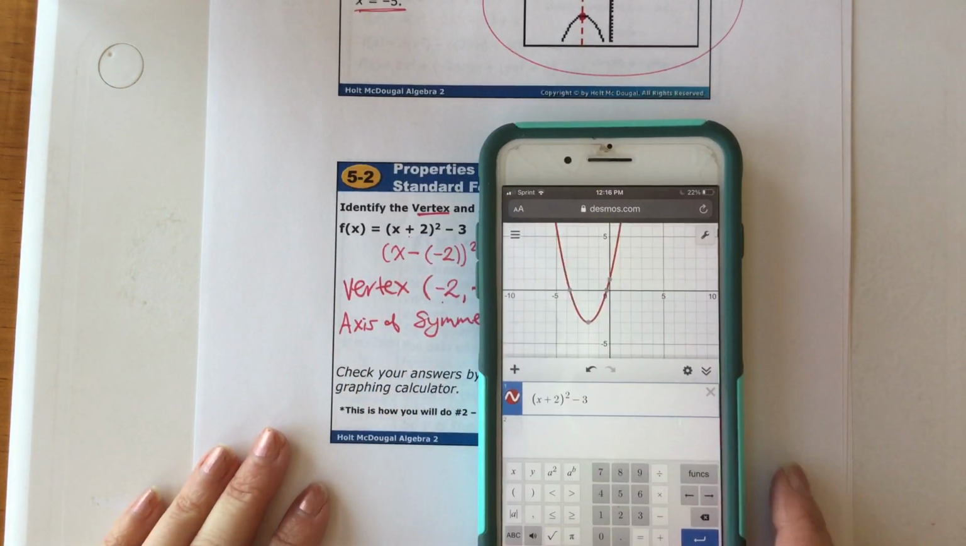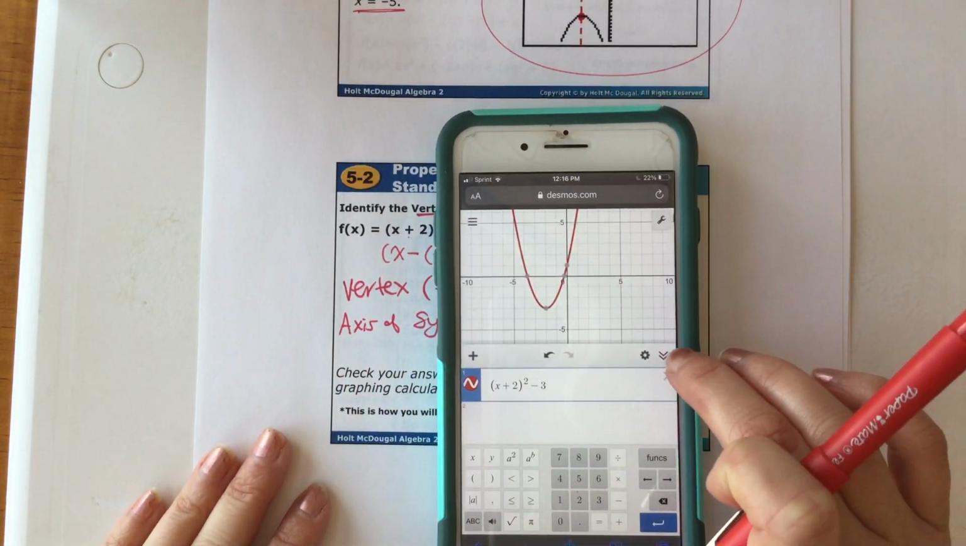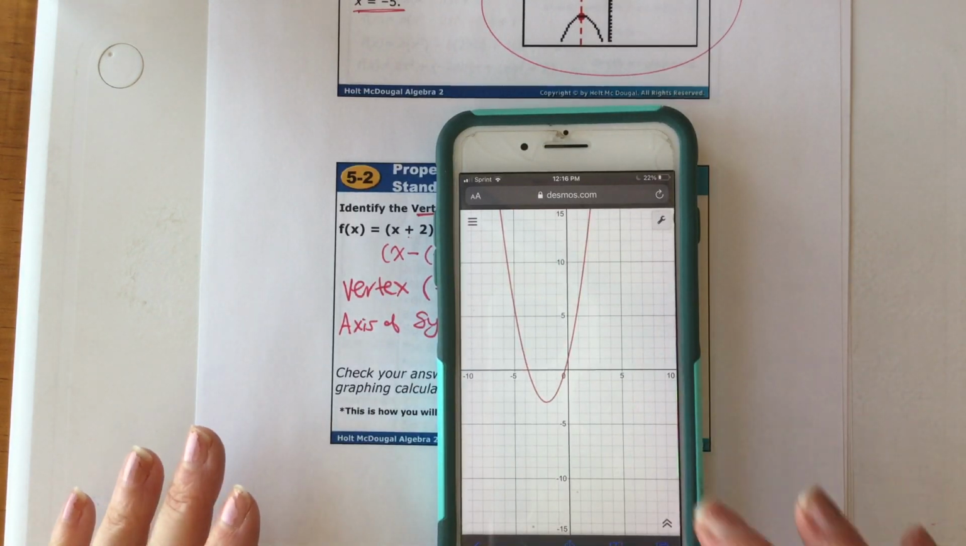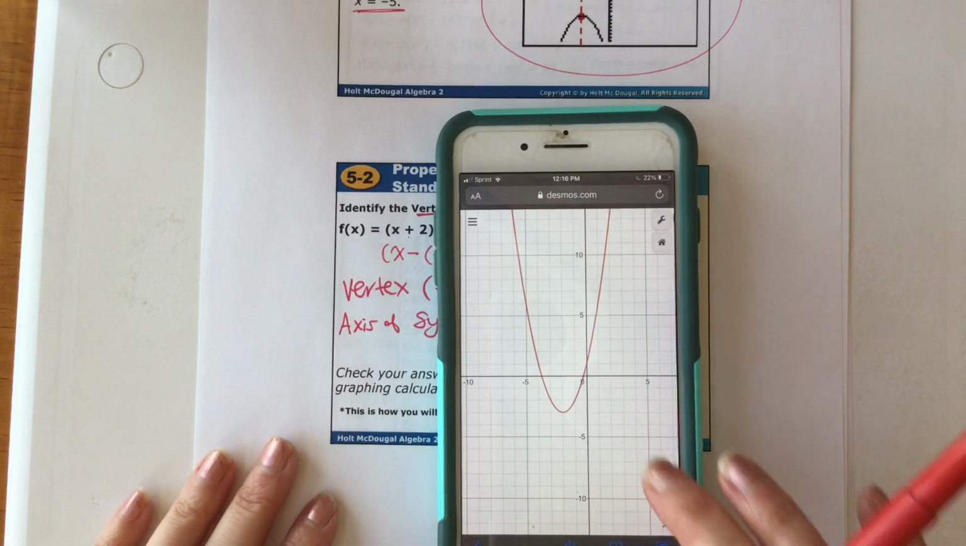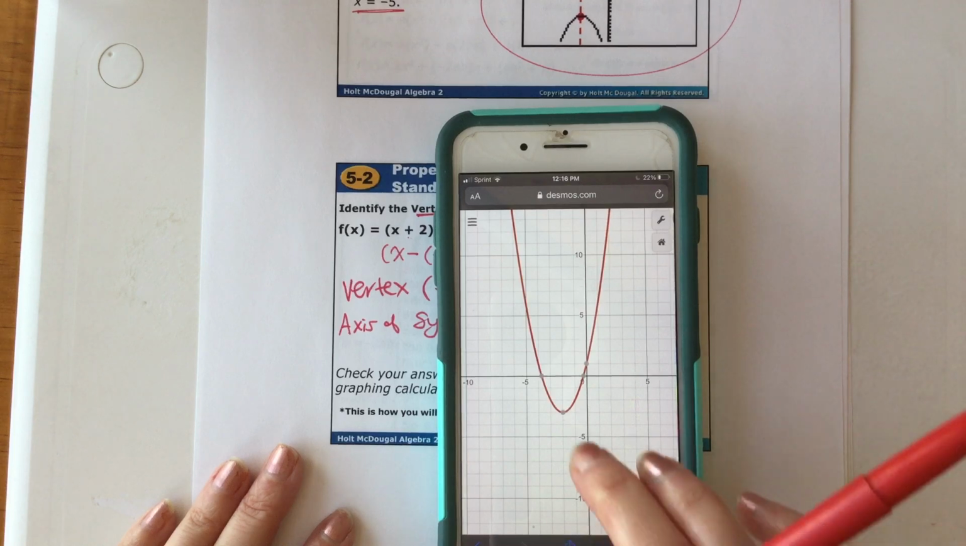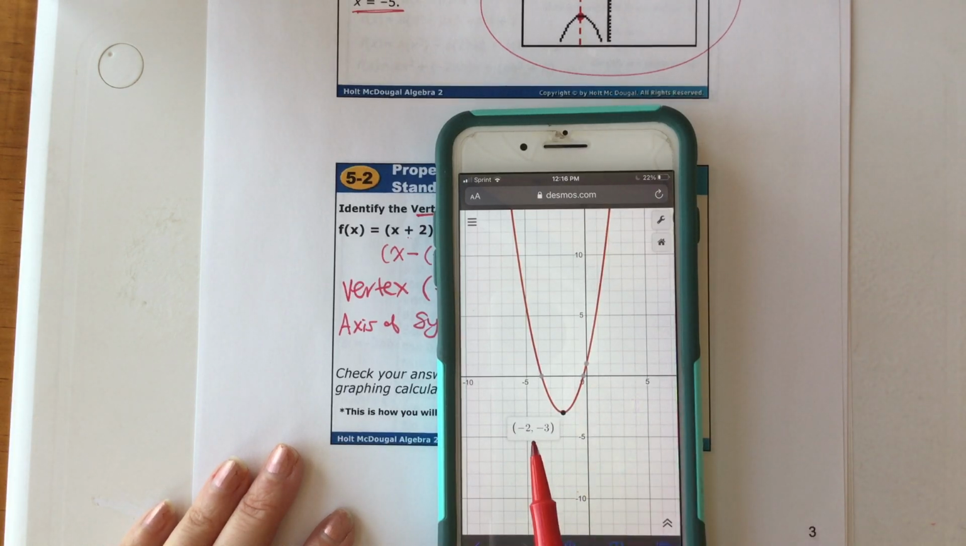So here's what the parabola looks like. If I only want to look at the graph, I can hit these double arrows, and now I can just go ahead, zoom in, and I don't see the equations. The cool thing about Desmos, if I tap by the vertex, remember the vertex would be the lowest point in this case. When I tap, you'll notice that it gives me a little gray dot. If I tap it again, it tells me the ordered pair.